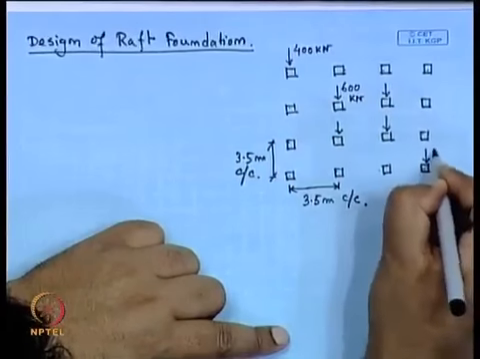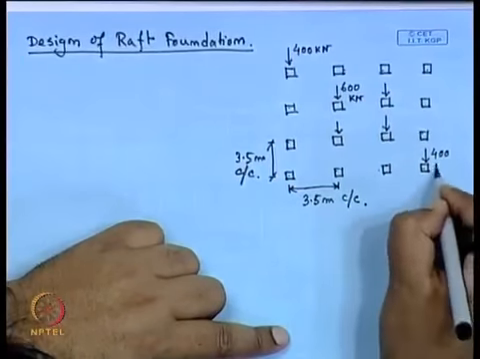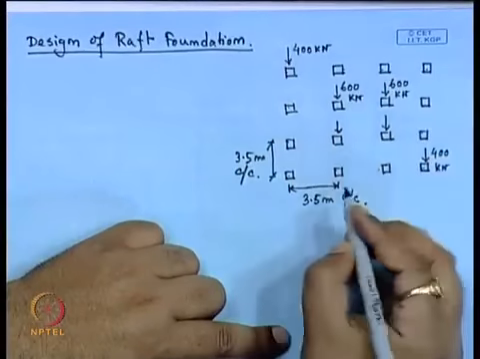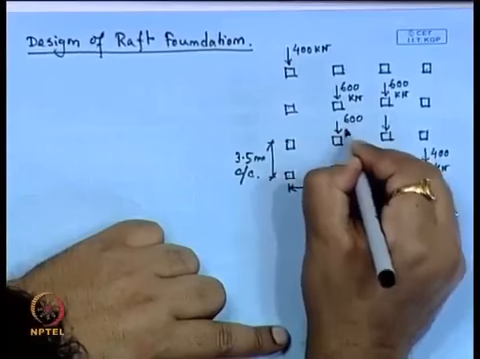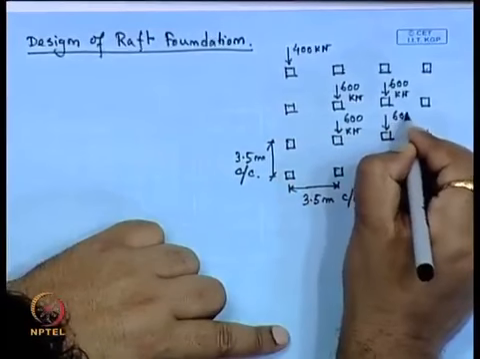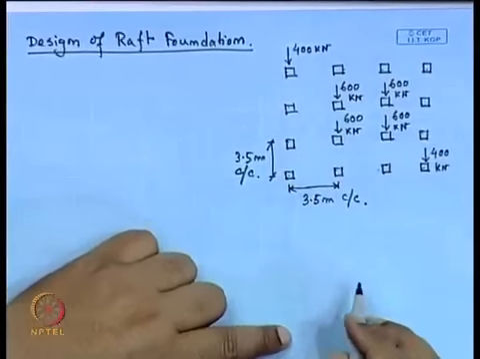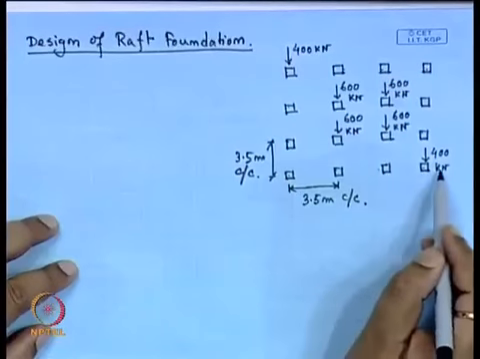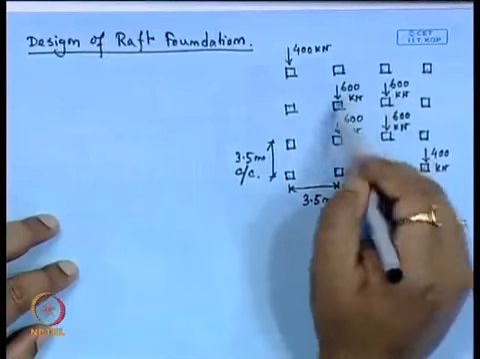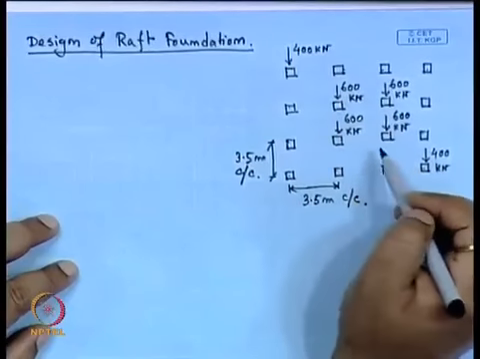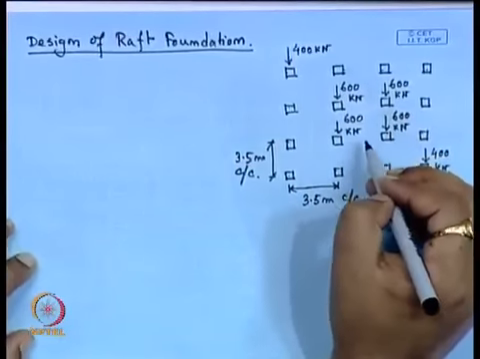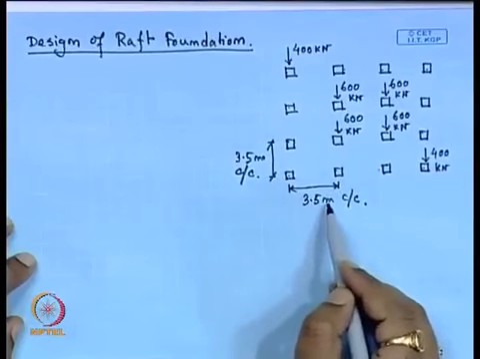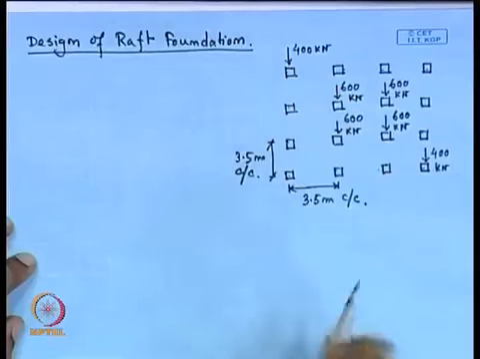So, in the outside column it is 400 kilonewton and in the inside column it is 600 kilonewton for each inside column. So, that means the 12 outside columns are each subjected to 400 kilonewton load, and the 4 inside or internal columns are subjected to 600 kilonewton load in each column, and the center to center distance for the columns is 3.5 meter in both the y and x directions.